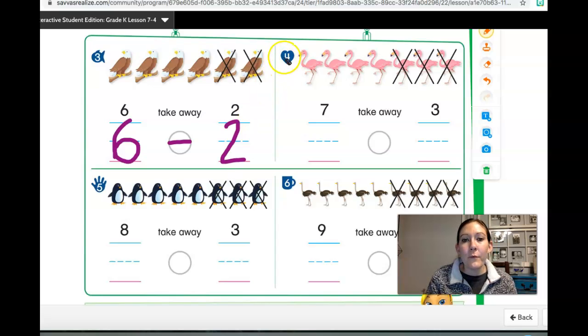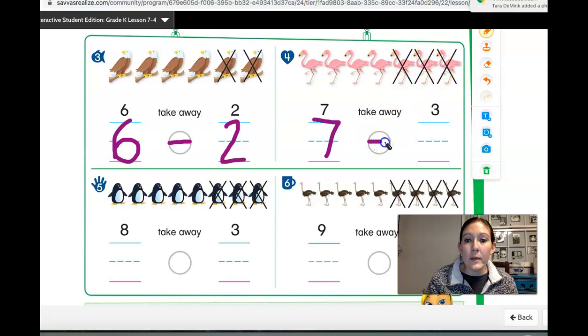Number 4, heart, right here. Let's look at these pink flamingos. What does this picture show? Well, it shows that this is a takeaway story. Since it's a takeaway story, first I need to know the whole amount. How many flamingos are there in all? I can see that there are 7 in all. 1, 2, 3, 4, 5, 6, 7.